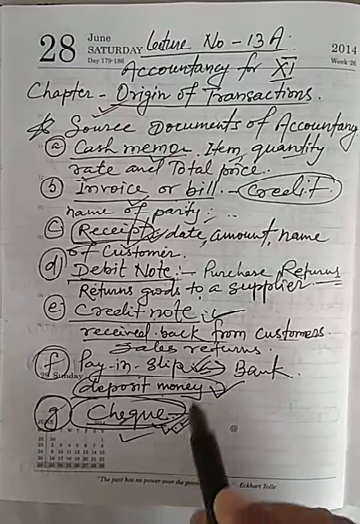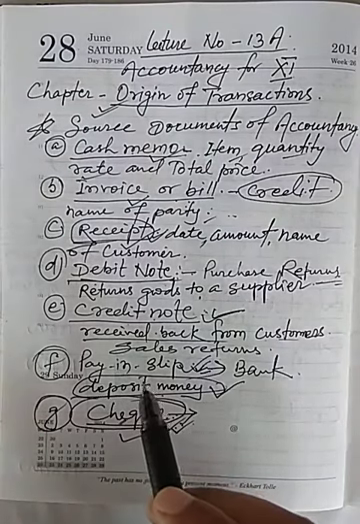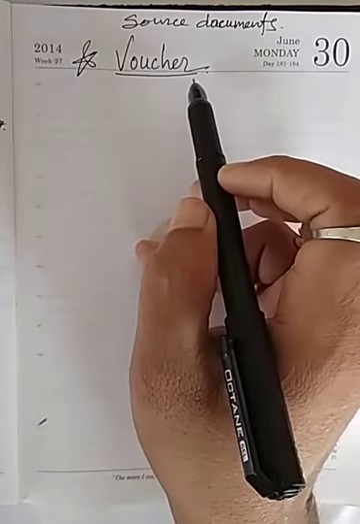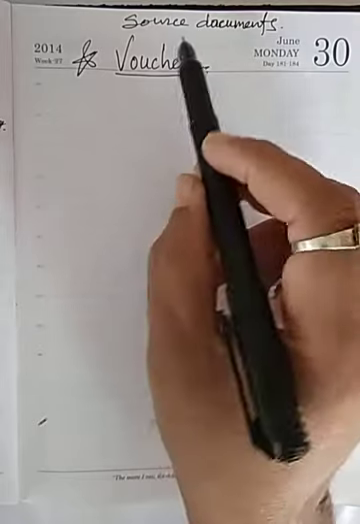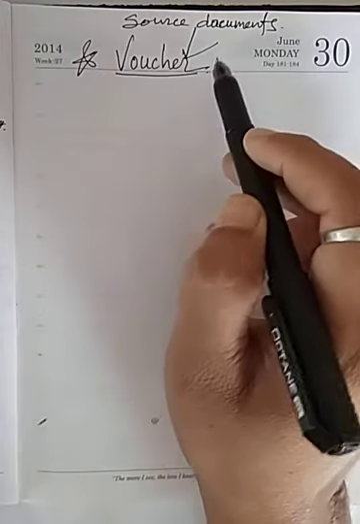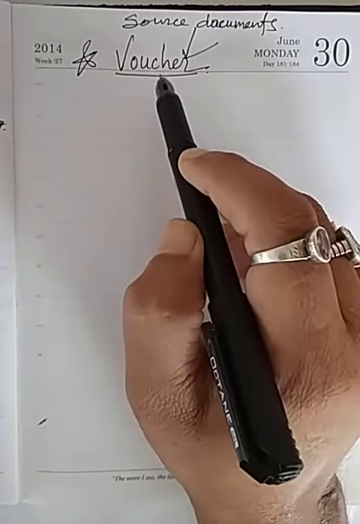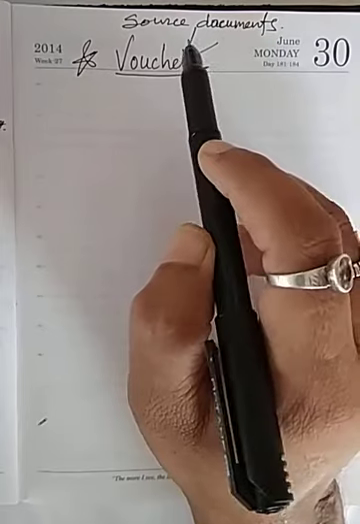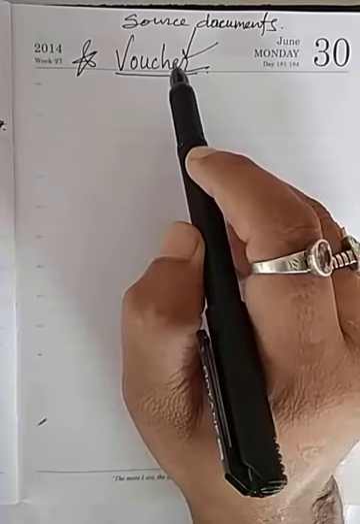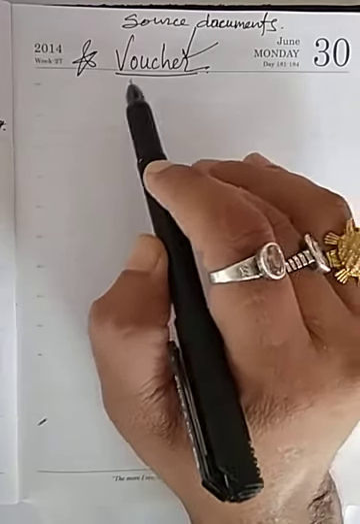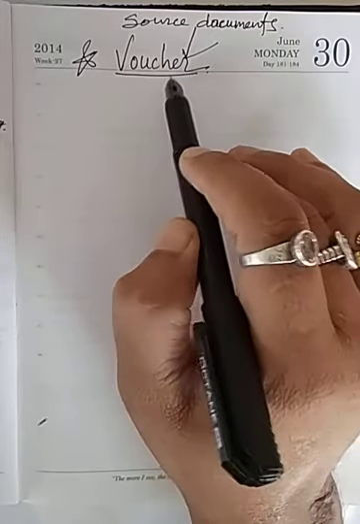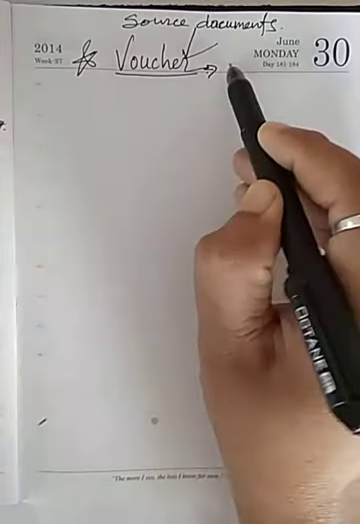Now the next thing is voucher. On the basis of source documents, entries are first of all recorded on a voucher, and then on the basis of the voucher, recording is made in the journal.